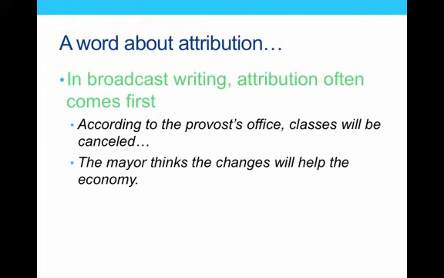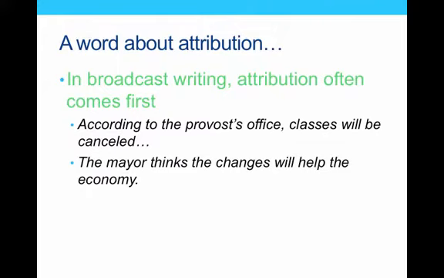Okay, another little word about attribution, because we've talked a bit about this as it relates to text, but in broadcast, attribution often comes first. So according to the provost's office, classes will be canceled. So you are attributing the fact that classes will be canceled to the provost's office, and you're putting it first. Same thing here. The mayor thinks the changes will help the economy.